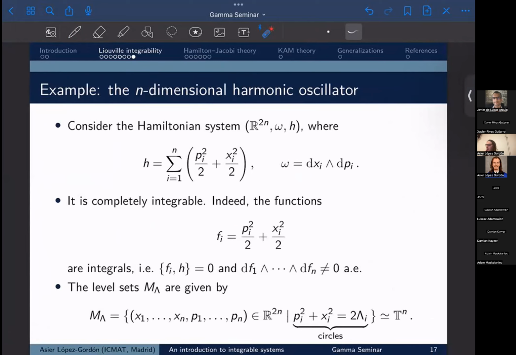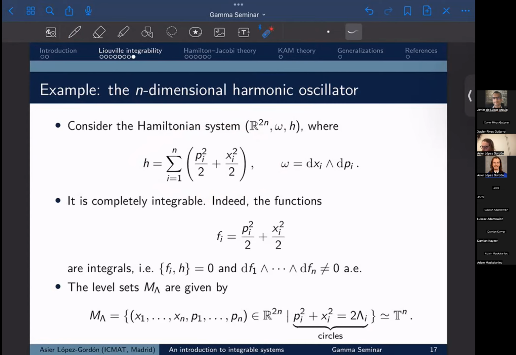Well, our favorite example, the harmonic oscillator. Well, to be more interesting, the n-dimensional harmonic oscillator. Consider the Hamiltonian system on R^2n with the standard symplectic form and this Hamiltonian function. For simplicity, I have taken the mass and the frequencies to be equal to 1. And well, as is well known, this is a completely integrable system.